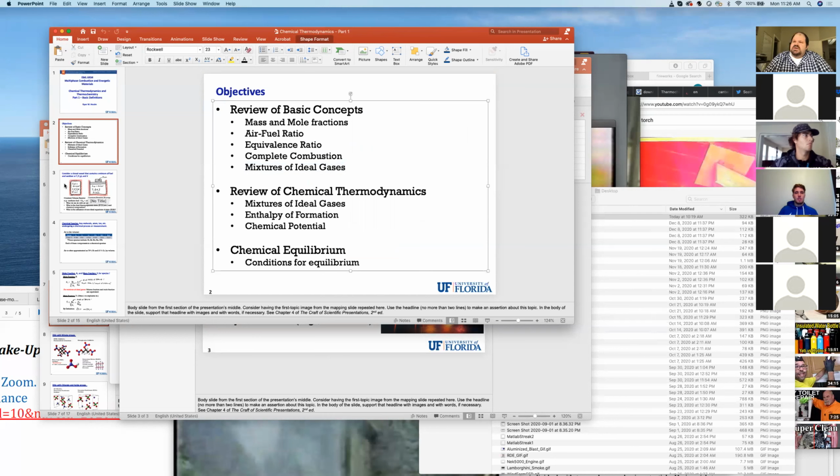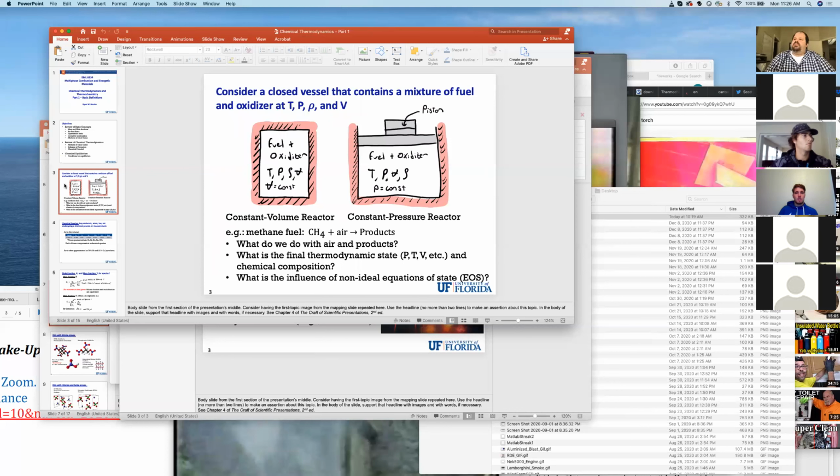Okay, so what we will be discussing on Wednesday, or what we'll be working towards for the first week, is this canonical problem here. Consider we have a closed tank. It could be fixed volume, or a tank that has fixed pressure where we have a stack of weights on it. It contains a mixture of fuel and oxidizer at some temperature, pressure, density, and volume, and it starts out at that pressure, temperature, etc. For example, this fuel could be methane and the oxidizer could be air.